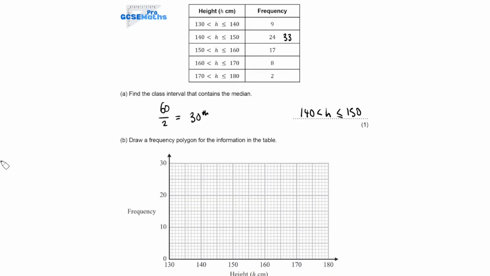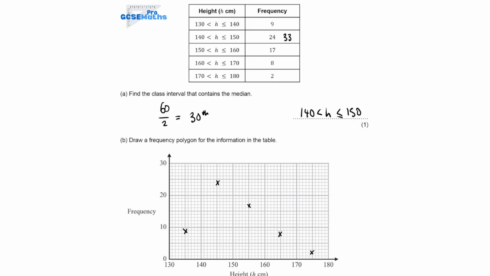So part B, we do need to draw a frequency polygon for the information in the table. So when it's a frequency polygon, not to be mixed up with cumulative frequency, this is where you work out the midpoint of all of the rows. So for the first one, the midpoint would be 135, and then we'd go up to 9. The second one would be 145 up to 24, then 155 up to 17, 165 up to 8, and 175 to 2.